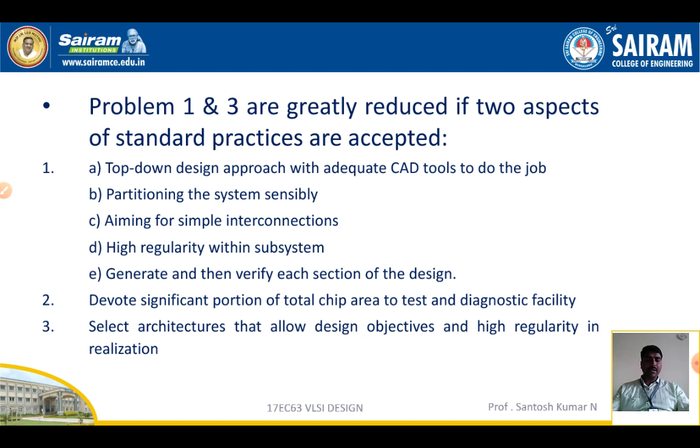For example, in TV remotes, we might have seen different color buttons. These color buttons are used for testing the network's availability in your TV or cable channels. Select an architecture that allows design objectives and high regularity in realization.